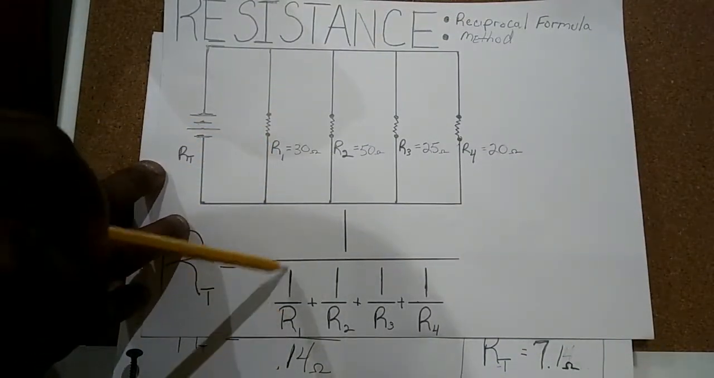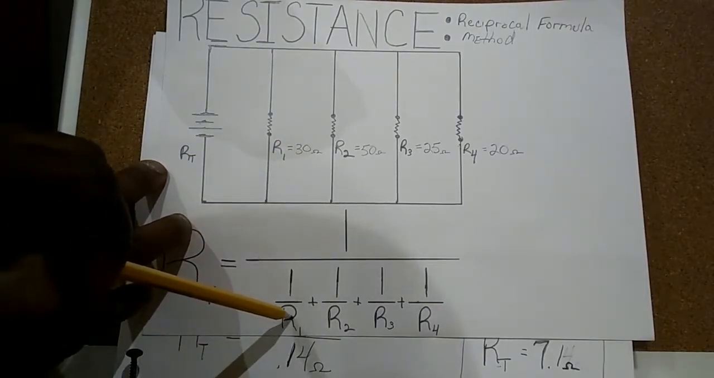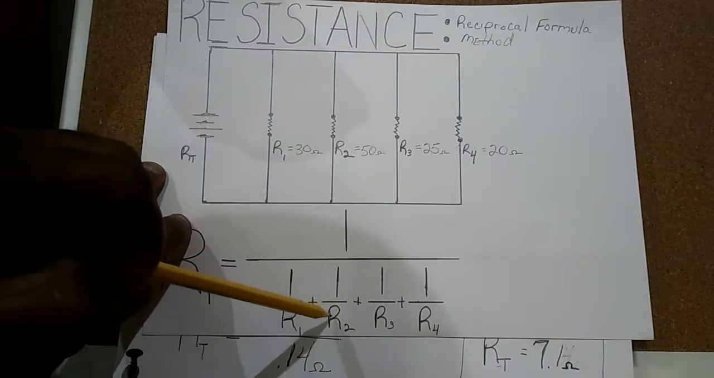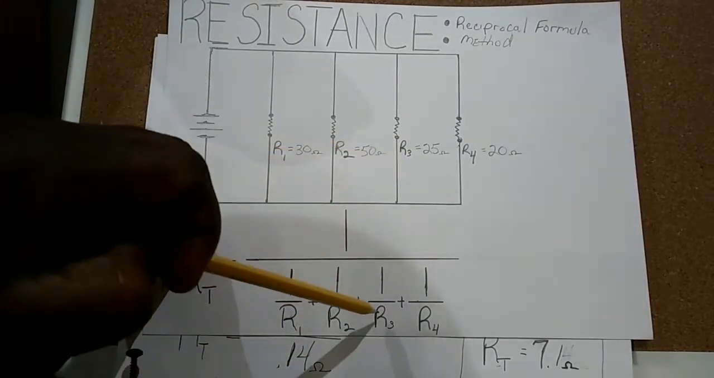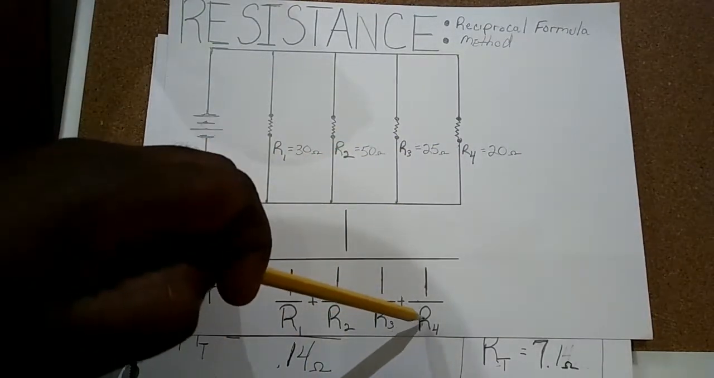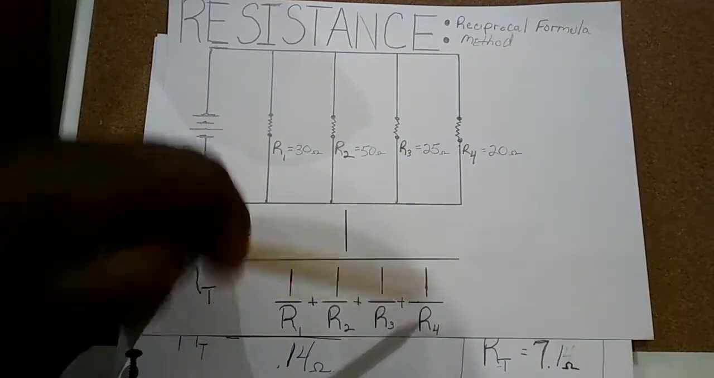So here, for this R sub 1, you would take that 30 ohms and place it at R sub 1. You would do the same for R sub 2. You would place 50 ohms where the R sub 2 is. For the R sub 3, you would place 25 ohms. And for the R sub 4, you would place 20 ohms.